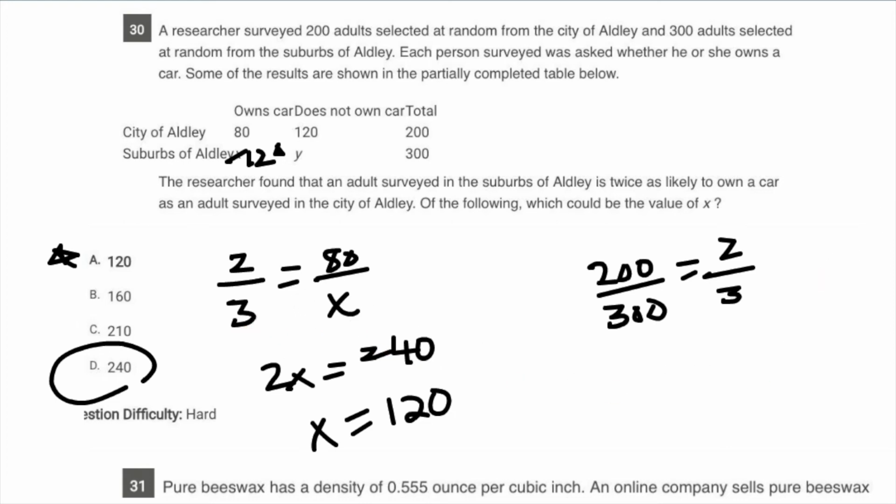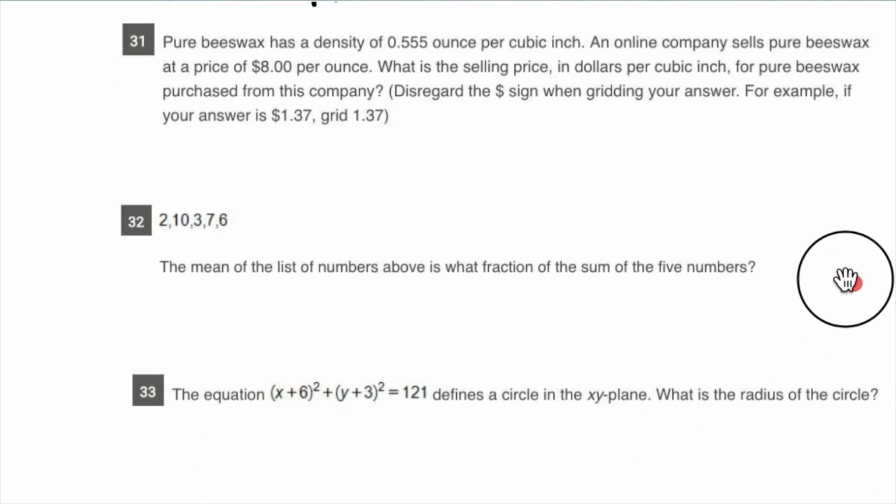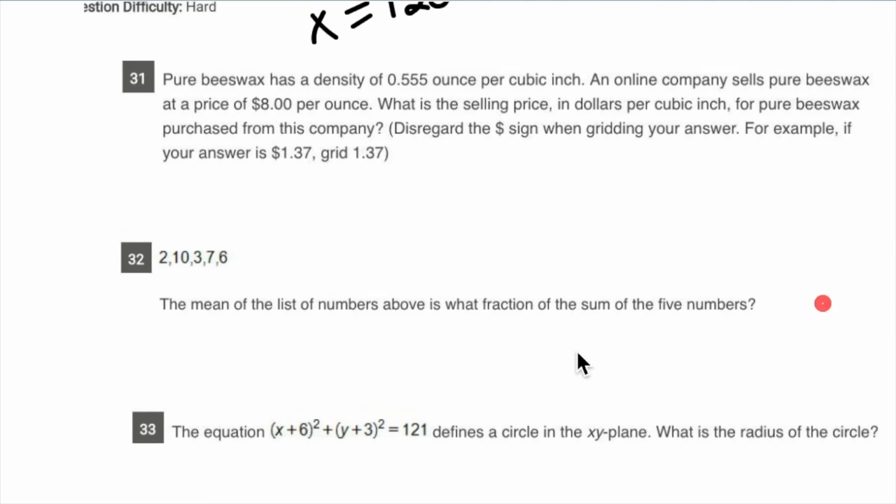All right, I think that one's kind of hard. Okay, let's go on to 31. This one is a medium problem because it's a grid-in. Usually the grid-ins start out easy and build up to hard, but on this particular test, the first grid-in problem is a medium. So just know when you hit the grid-ins again in section 4, they're going to start easier again.